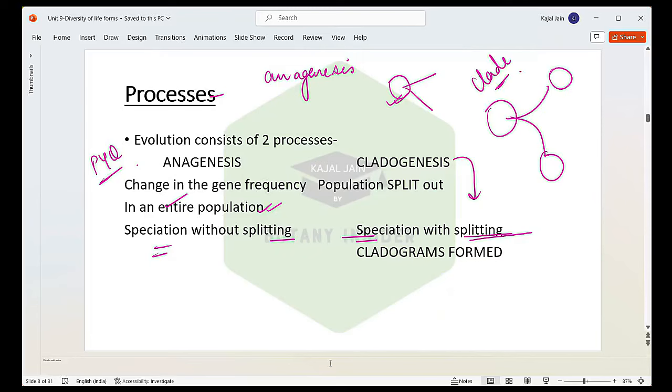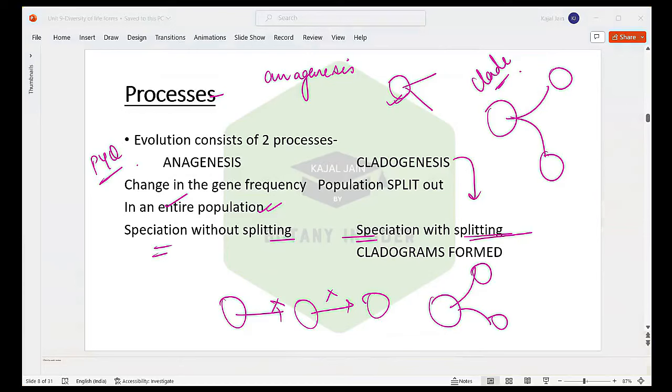So anagenesis is when you have an organism or a group of organisms that are getting converted into a completely new species without any kind of splitting. So, speciation without splitting. Cladogenesis is when a new species is formed because of the splitting of the original population, the original organism group, right? This is what cladogenesis is. In the case of cladogenesis, you have the formation of the cladogram, right?